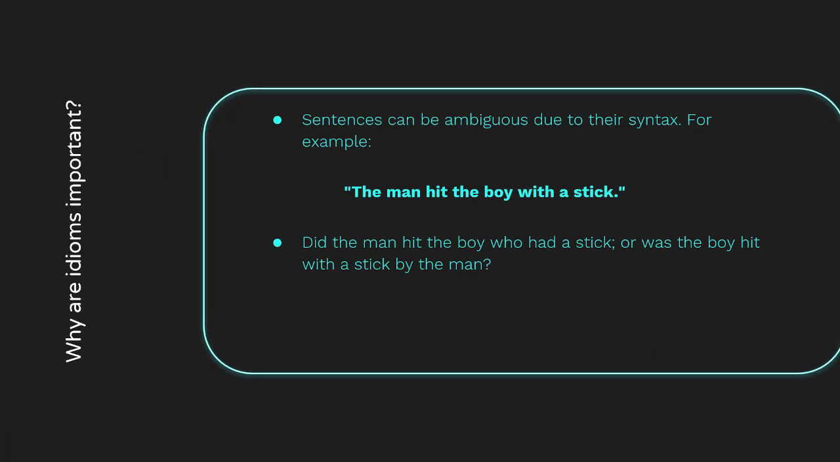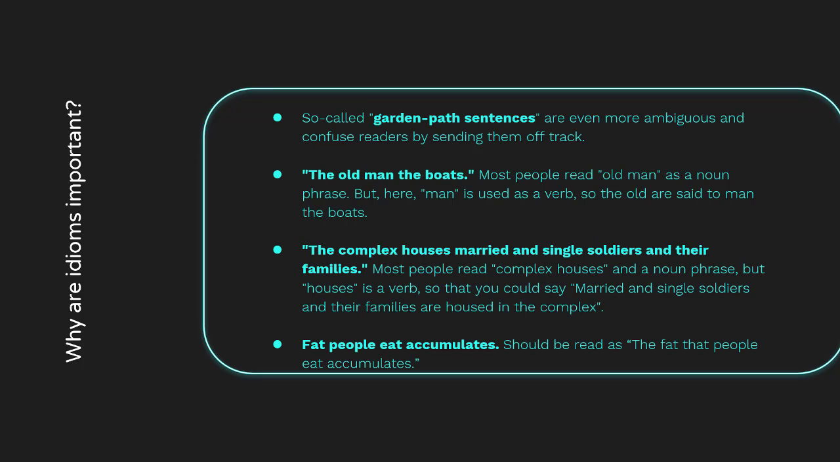And so when we hear a sentence like, "The man hit the boy with a stick," it's a very unfortunate sentence, but it'll do for the purposes of this example. There's two possible meanings. Did the man hit the boy who happened to have a stick, or was the boy hit with a stick by the man? We don't have enough information with that sentence alone, and we would need more information to resolve which of those meanings is correct.